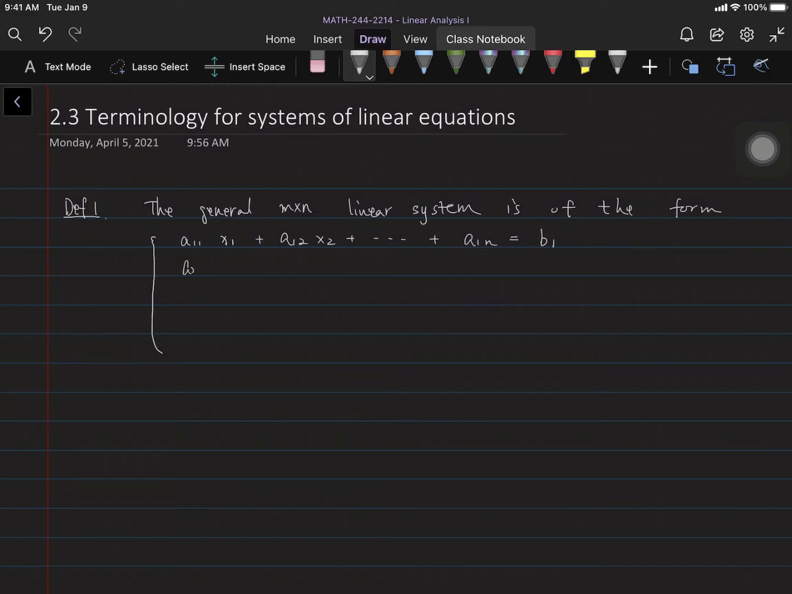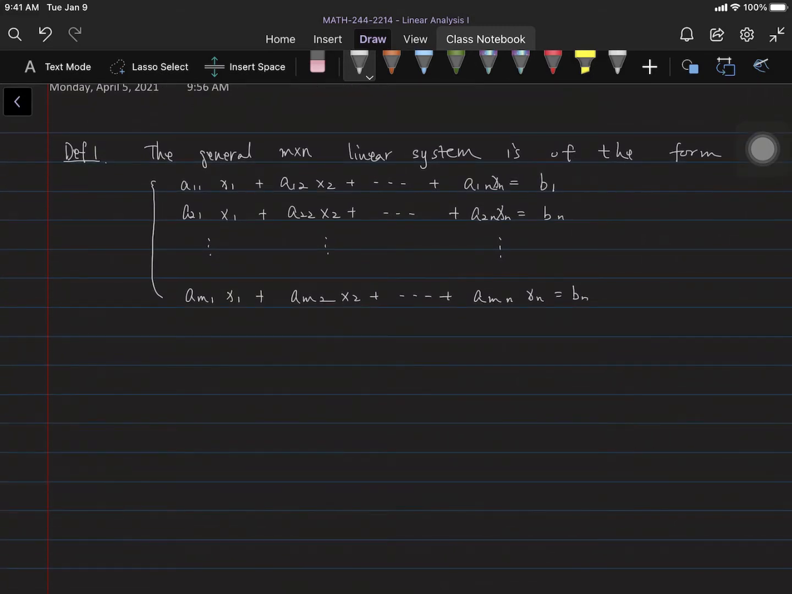Second equation, a21 x1, a22 x2, a2n xn equals b2, and skip the middle rows. The last row, am1 x1, am2 x2, amn xn equals bm. Okay, so this is the general definition for the linear system.